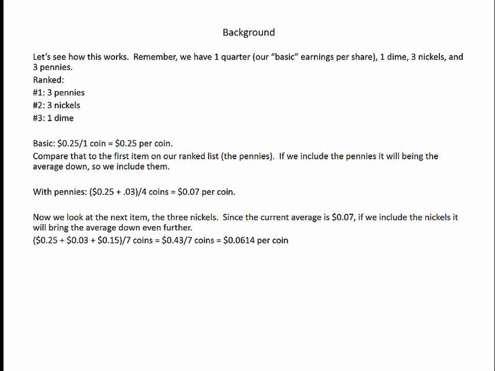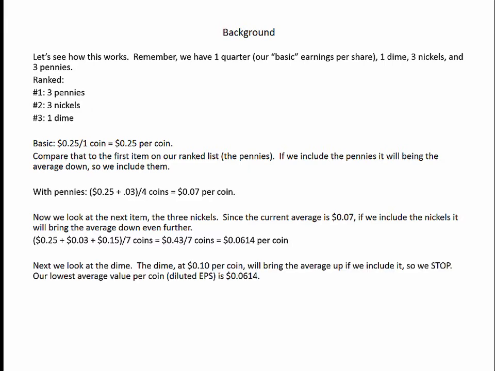So we have our initial quarter. We're going to have the pennies in there because they brought the average down. And now we're going to add the 3 nickels at 15 cents. So now we've got a total of 25 cents plus 3 cents plus 15 cents, or 43 cents, divided over 7 coins, 1 quarter, 3 pennies, and 3 nickels, for an average of 6.14 cents per coin. Now we look at the dime. The dime has an average of 10 cents per coin. Clearly, if our current average is 6.14 cents per coin, if we throw a dime into the mix, it's going to bring the average up a little bit. So we're going to stop right there and say that our diluted earnings per share, our lowest value per coin, is 6.14 cents.